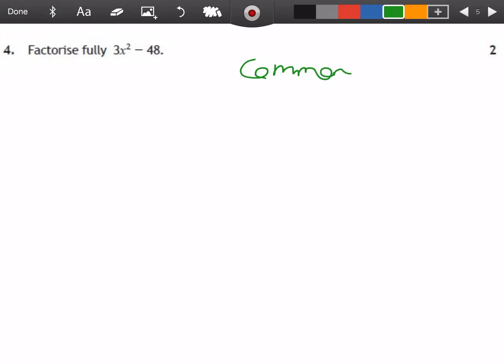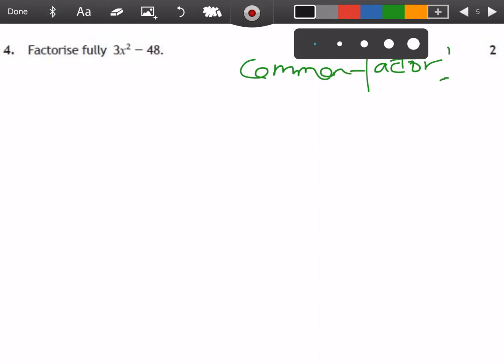Oh, we're sticking with the green. Okay, I'll maybe change it back to black. Always look for a common factor, okay? Some people might be looking at this thinking, oh, maybe it looks like the difference of 2 squares. There is a common factor though. Take out the common factor.